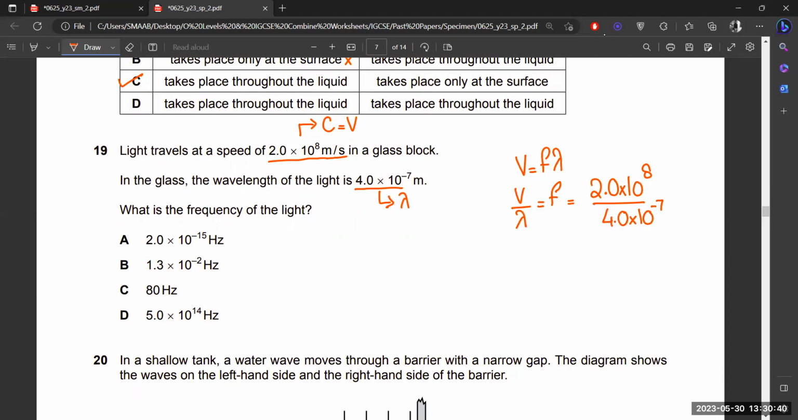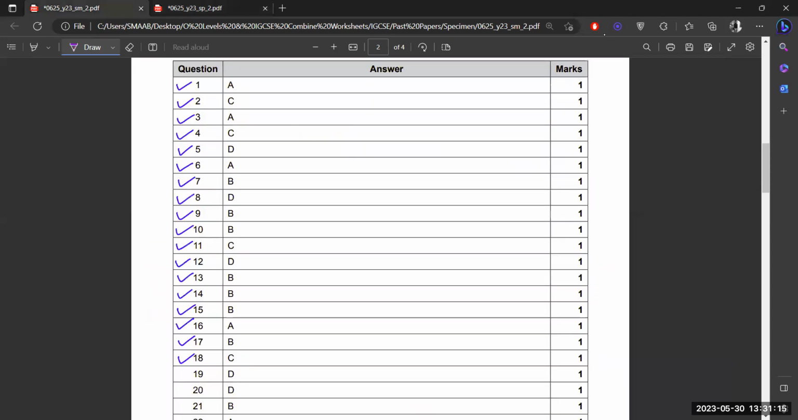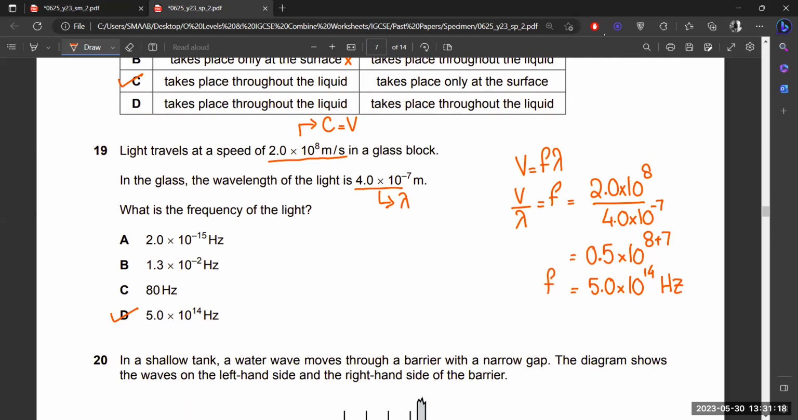So we just simply divide it, and basically we are getting 0.5 exponent 8 plus 7. So that is 15, and if we shift one decimal, that will be equal to option D, right? So D option is the right choice.